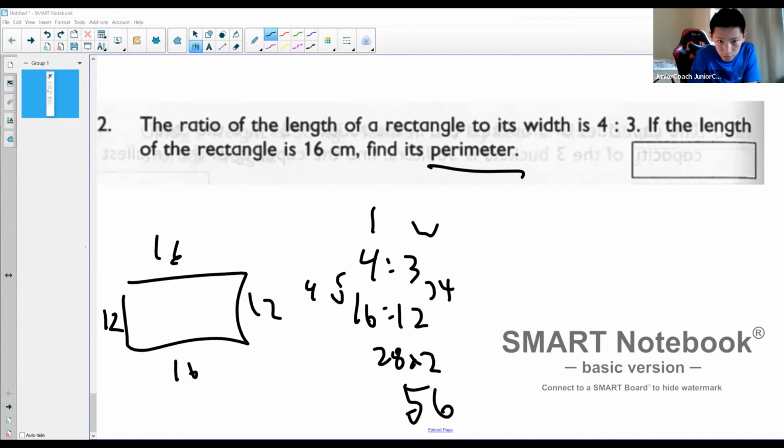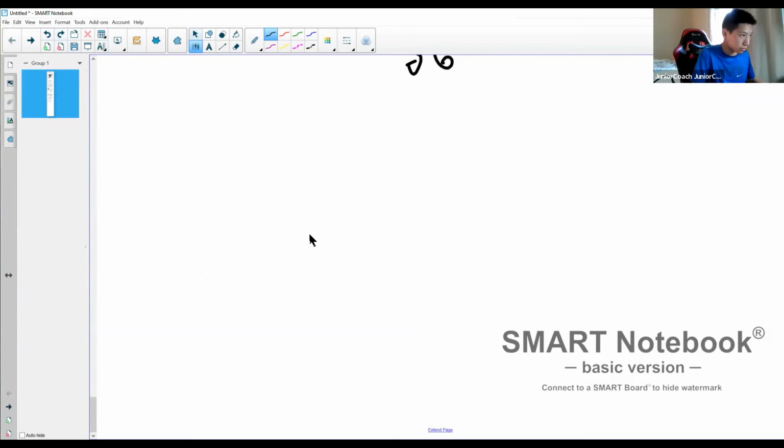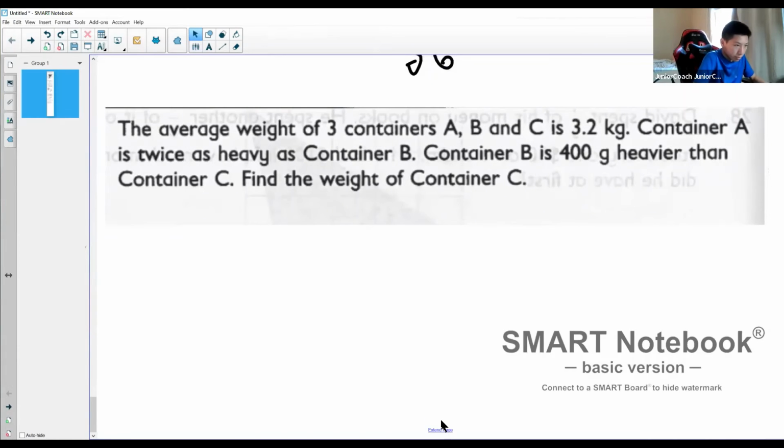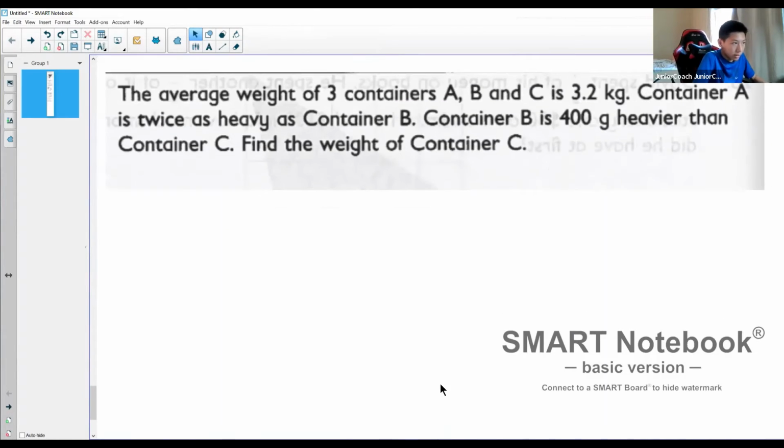All right, so the last question is: the average weight of three containers A, B, and C is 3.2 kilograms. Container A is twice as heavy as container B. Container B is 400 grams heavier than container C. Let's find the weight of container C. So, how do we solve this question?